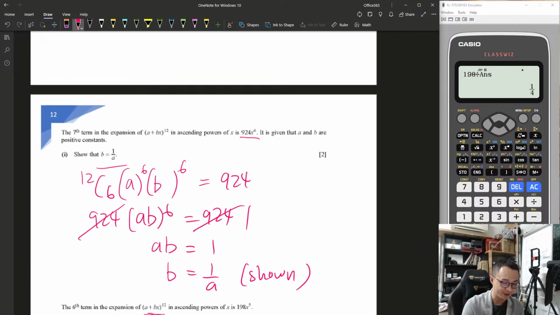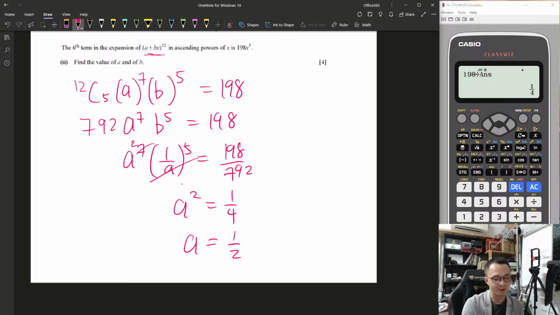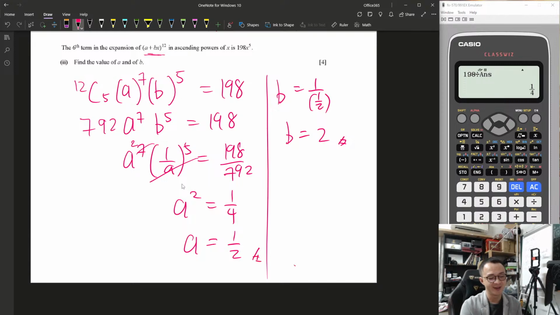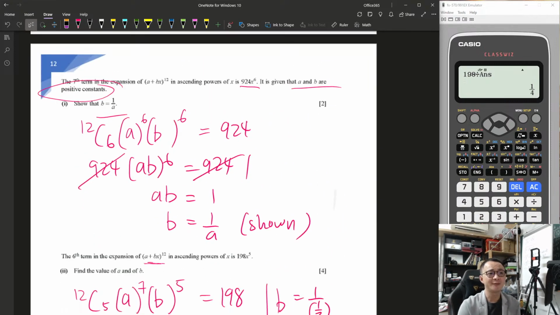Positive or negative? Does the question say anything about positive or negative? Yes, a and b are positive constants. So, yep, I will only take the positive value. So b is equal to 1 over a, so it's 1 over 1/2, b equals 2. 4 marks. Yeah, you can get these 4 marks easily by understanding it.